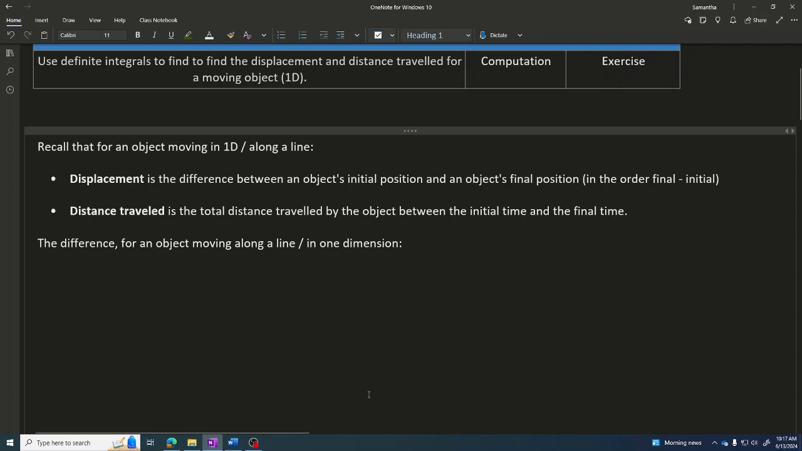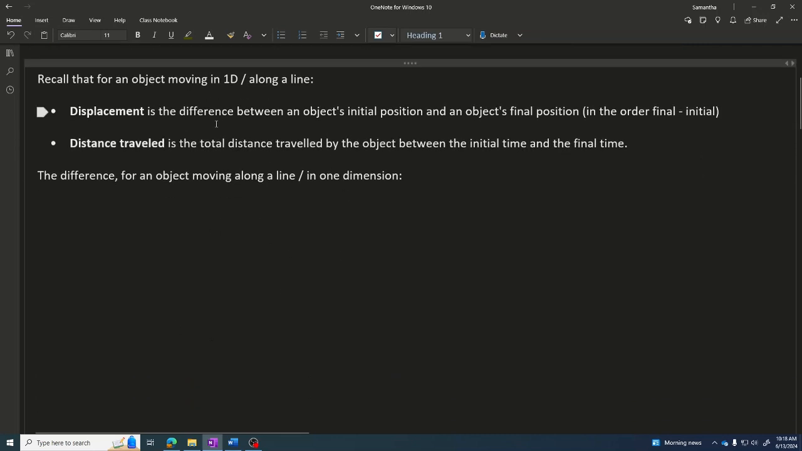Meanwhile, if you want to talk about the object's distance traveled, then distance traveled would be the total distance that is traveled by this object between the initial time of movement and the final time of movement. Now let's talk about what makes these two terms distinct from one another. What's the difference between displacement and distance traveled?